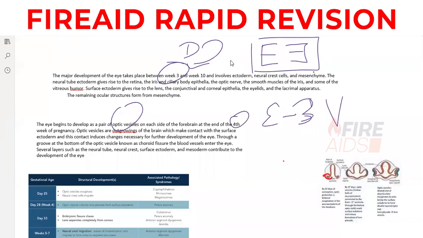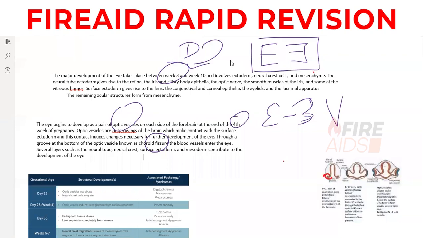So this optic vesicle is outgrowing from the brain, which makes contact with the surface ectoderm, and this contact induces changes necessary for further development of the eye. There's going to be a groove at the bottom of the optic vesicle, known as the choroid fissure, through which the blood vessels enter the eye. The neural tube, neural crest, surface ectoderm, and mesoderm all contribute to the development of the eye.